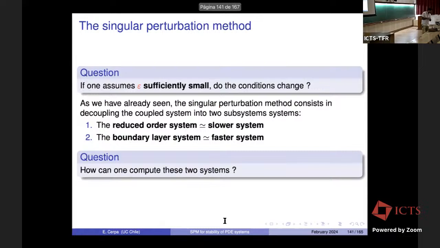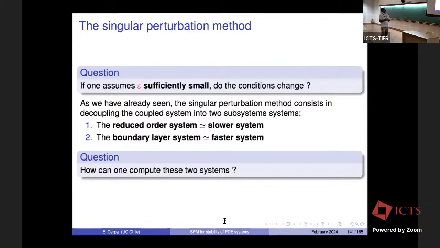Okay, so the question here is: what happens, again for this particular finite dimensional system, if we assume that epsilon is sufficiently small? We have done this this week, starting last Friday. In this situation, we can follow the steps of the singular perturbation method to see what's going on. We obtain the reduced order system and the boundary layer system, the slow and the fast dynamics. Of course, we already know how to obtain this system for this particular example.